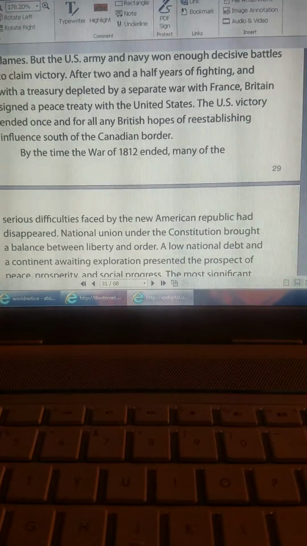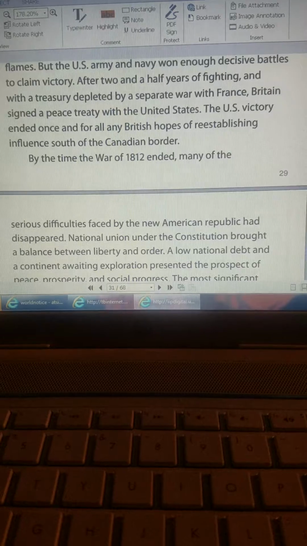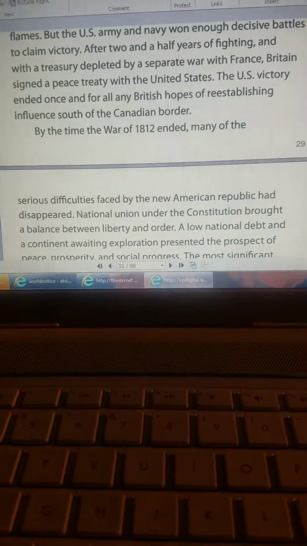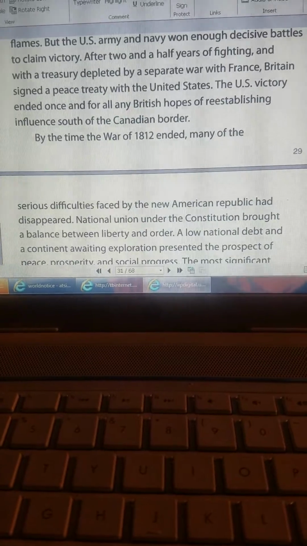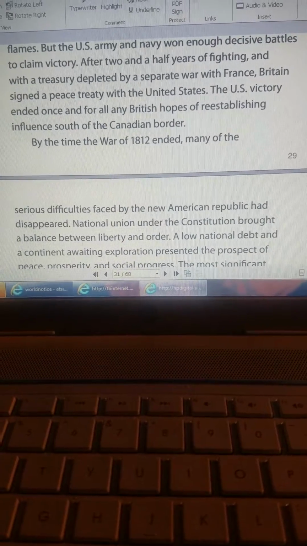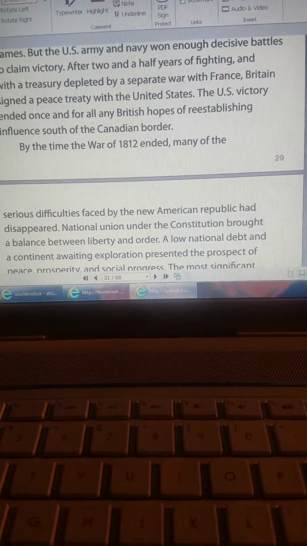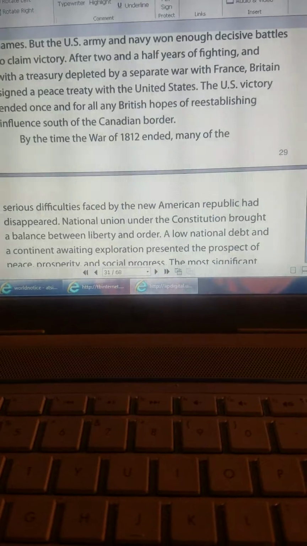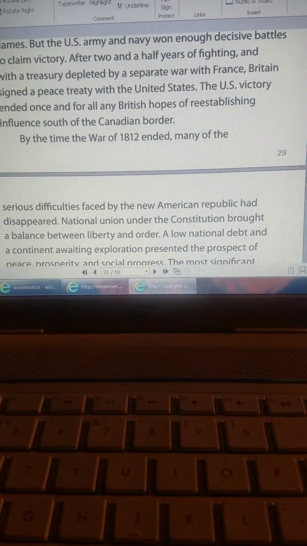By the time the War of 1812 ended, many of the serious difficulties faced by the new American Republic had disappeared. National union under the Constitution brought a balance between liberty and order. A low national debt and a continent awaiting exploration presented the prospect of peace, prosperity, and social progress.